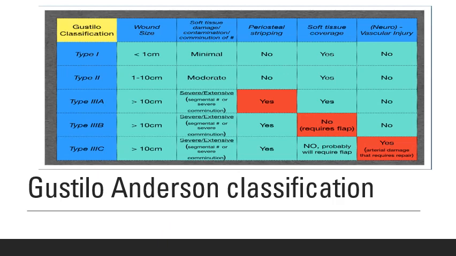Gustilo-Anderson classification includes type 1, 2, 3. It includes parameters like wound size, soft tissue damage and contamination, comminution of fracture, periosteal stripping, soft tissue coverage, neurovascular injury. Type 1 includes a wound size less than 1 centimeter and soft tissue contamination will be minimal. Rest of the things, periosteal stripping, soft tissue coverage, neurovascular injury will be normal. That's no periosteal stripping, coverage will be there, no neurovascular injury.